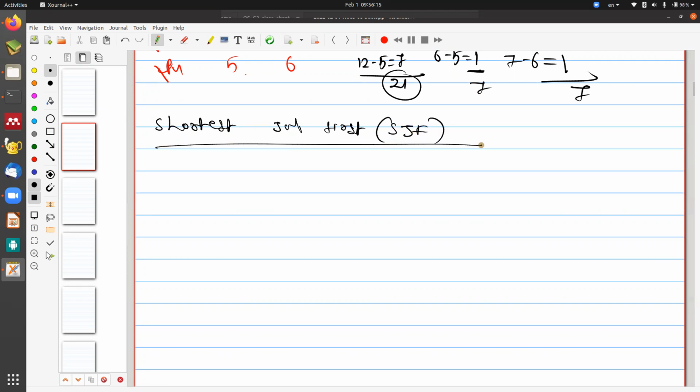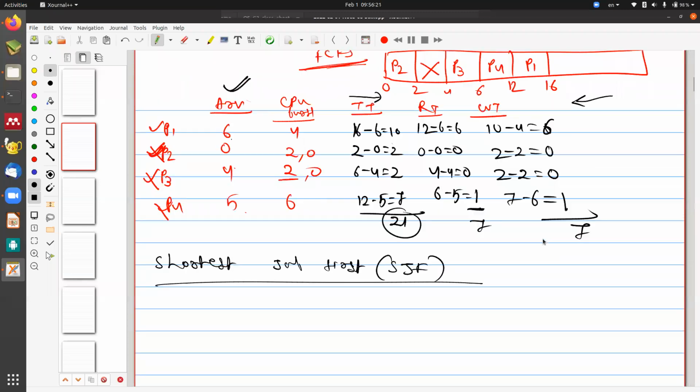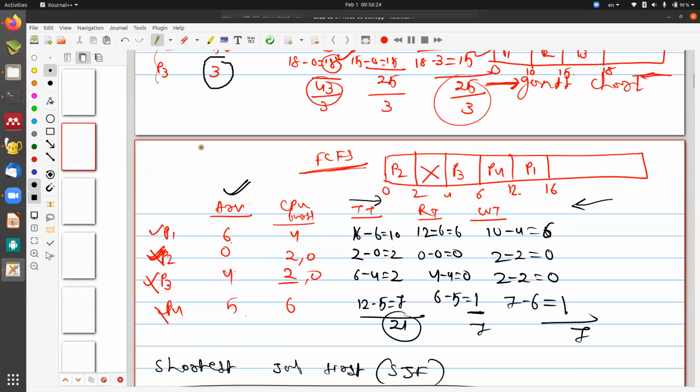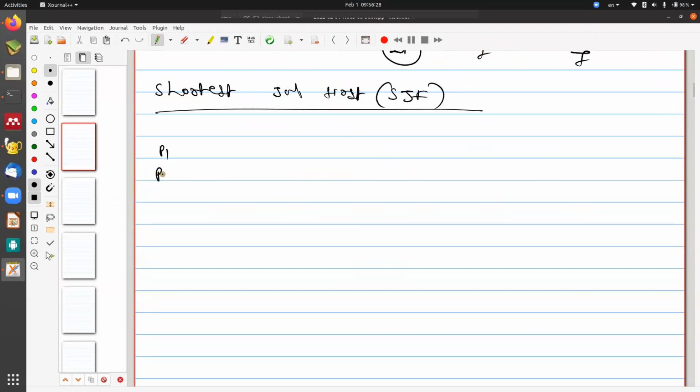So the SJF basically says that the jobs which have lesser execution time have to execute first. So what is your job? That is P1, P2, P3, with CPU burst times 10, 5, 3. In this case, how will the Gantt chart be prepared? Whichever has the less execution time will be executed first.